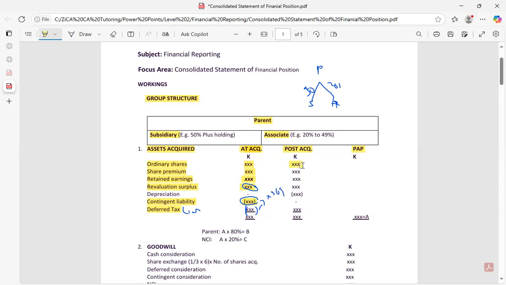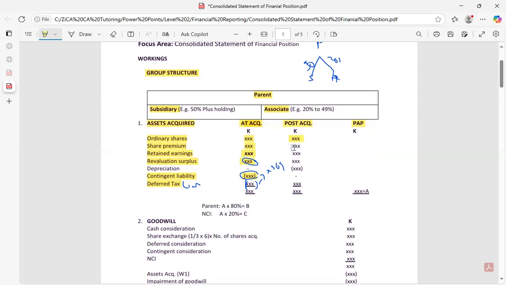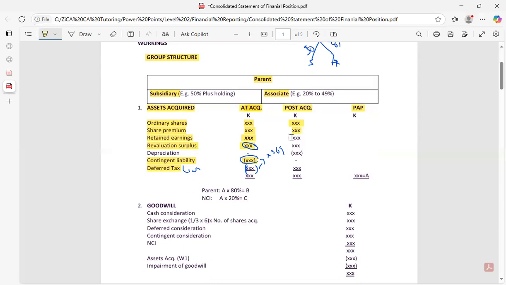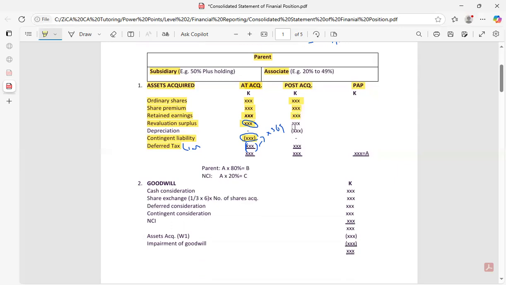So the ordinary shares at the financial year end, as the figures are given in the statement of financial position at the year end, this is what you include. You don't have to change anything. The share premium in the statement of financial position, that's what you put there. Retained earnings in the statement of financial position, that's what you put there. Revaluation surplus as well, that's what you include there.